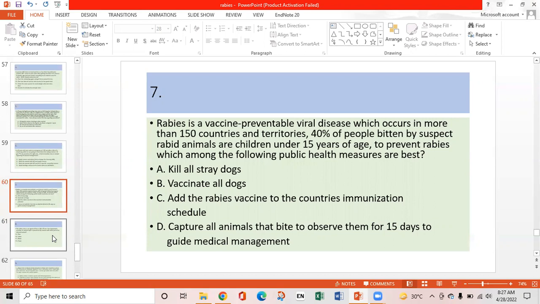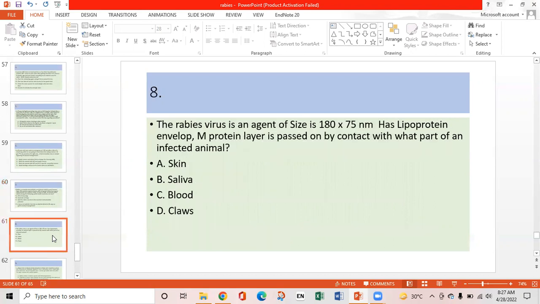B. Yes, B is the right one. Eighth MCQ. The rabies virus is an agent of size 180 by 75 nanometers, has a lipoprotein envelope and M protein layer, and is passed on by contact with which part of the infected animal? Option A, skin. B, saliva. Option C, blood. And D, claws. B. Yes, option B is the right one.